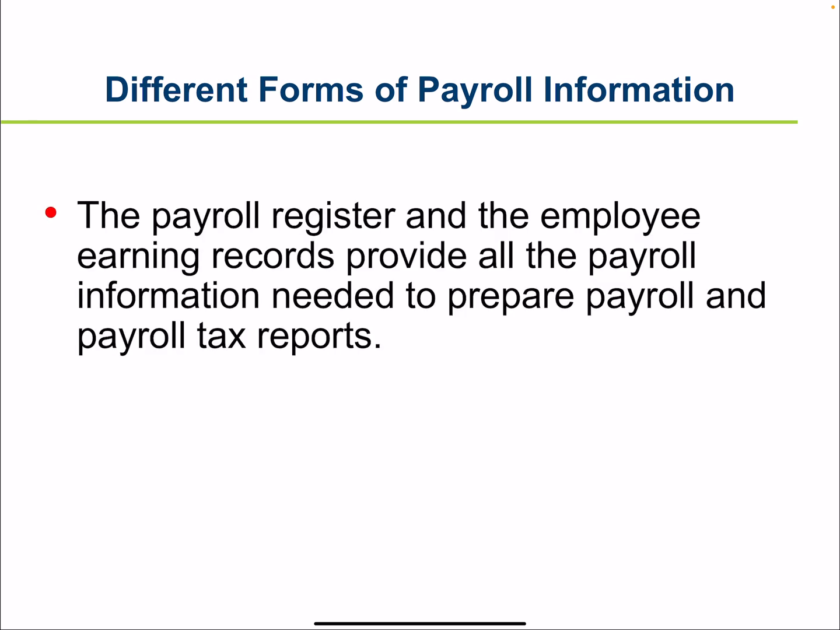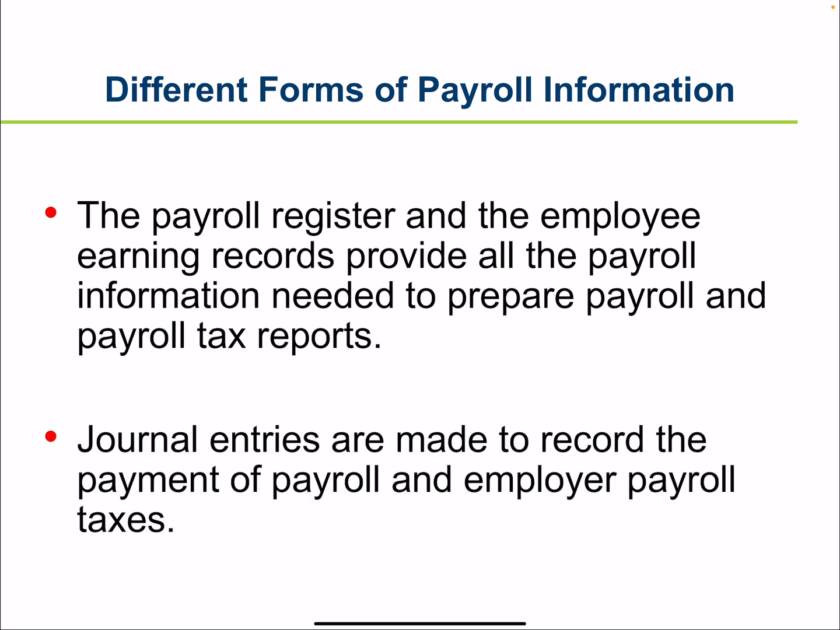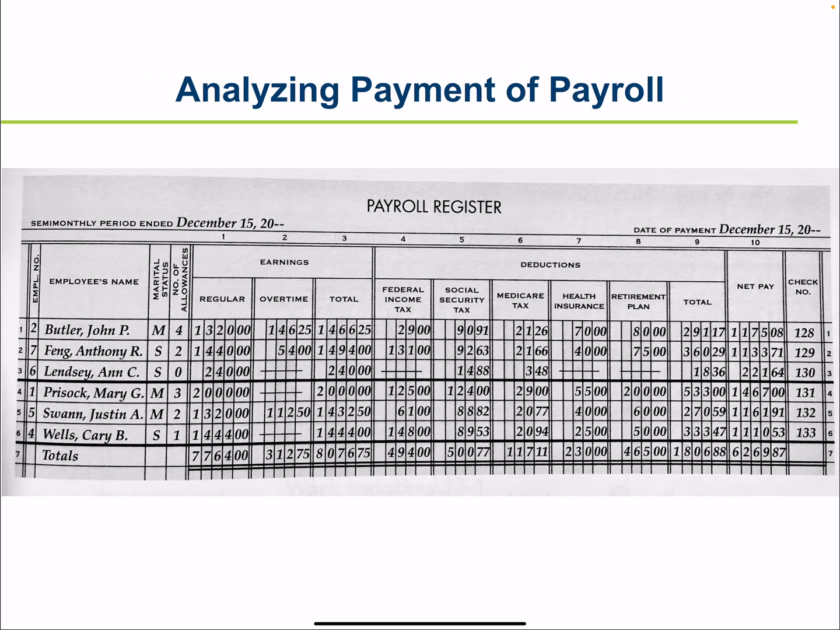The payroll register and the employee earning records provide all the payroll information needed to prepare the payroll and payroll tax reports. Journal entries are made to record the payments of payroll and the employer's payroll taxes. So we're going to use this payroll register to record our taxes. The column totals right down here provide the debit and credit amounts needed to journalize the payroll. So again, we're going to use the whole payroll register to record our payroll in our journal.